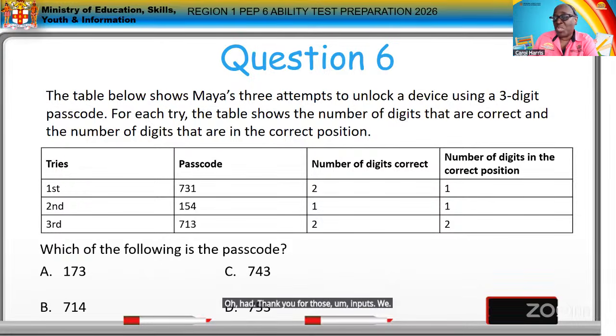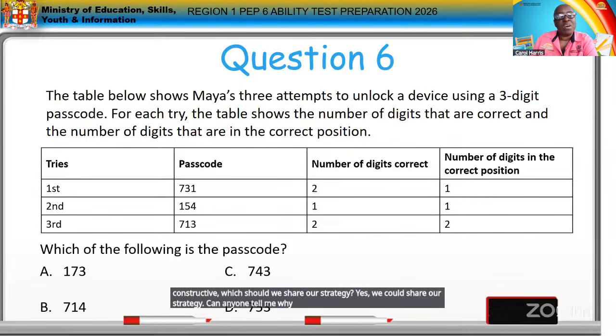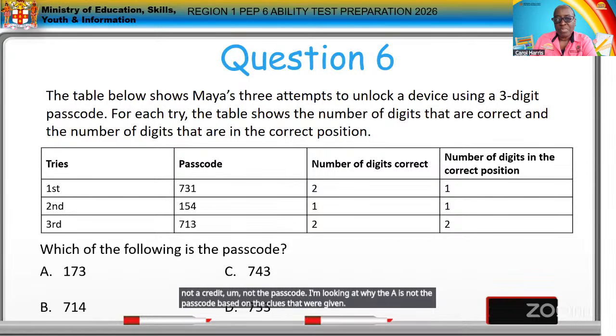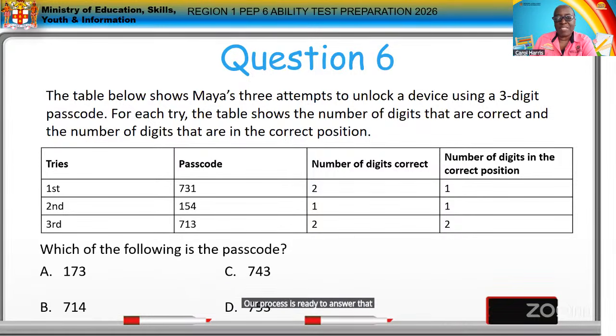Our strategy, should we share our strategy? Yes, we could share our strategy. Can anyone tell me why 173, option A, is out? Why is 173 not the passcode? I'm looking at why A is not the passcode based on the clues that were given. Our person is ready to answer that question. Not going to spend a lot more time on this because we need to move on.